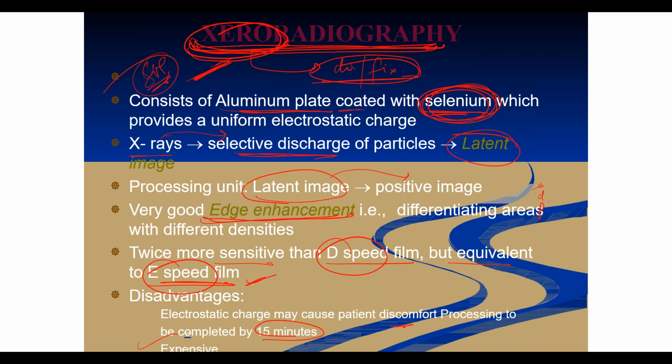So what is xeroradiography? Xeroradiography is actually an aluminium plate which is covered with selenium-coated particles. These particles are electrostatically charged. When the X-rays fall on them, they get discharged and lead to the formation of a latent image. And this image is converted into the positive image.